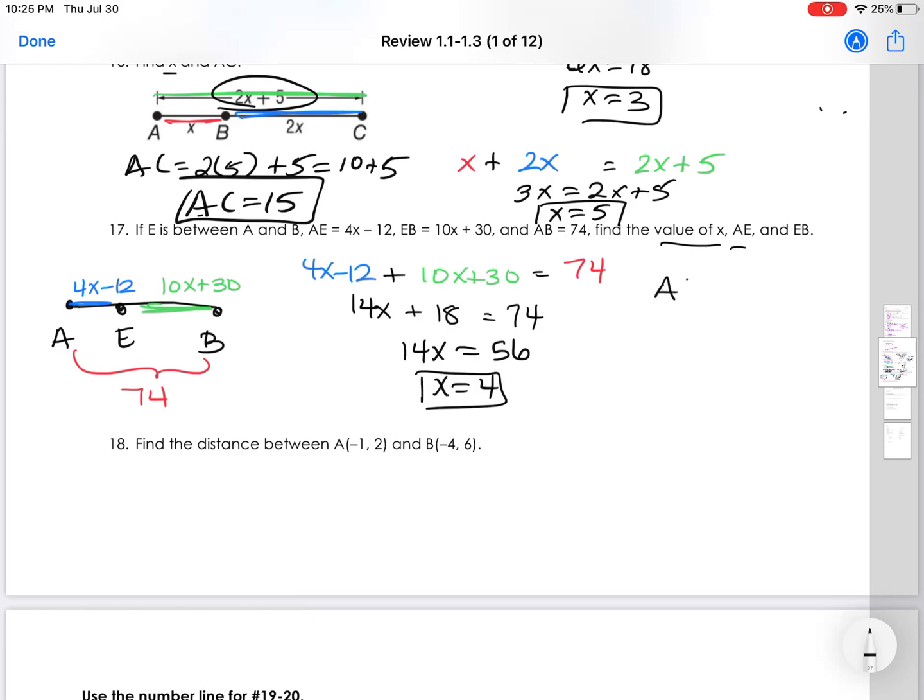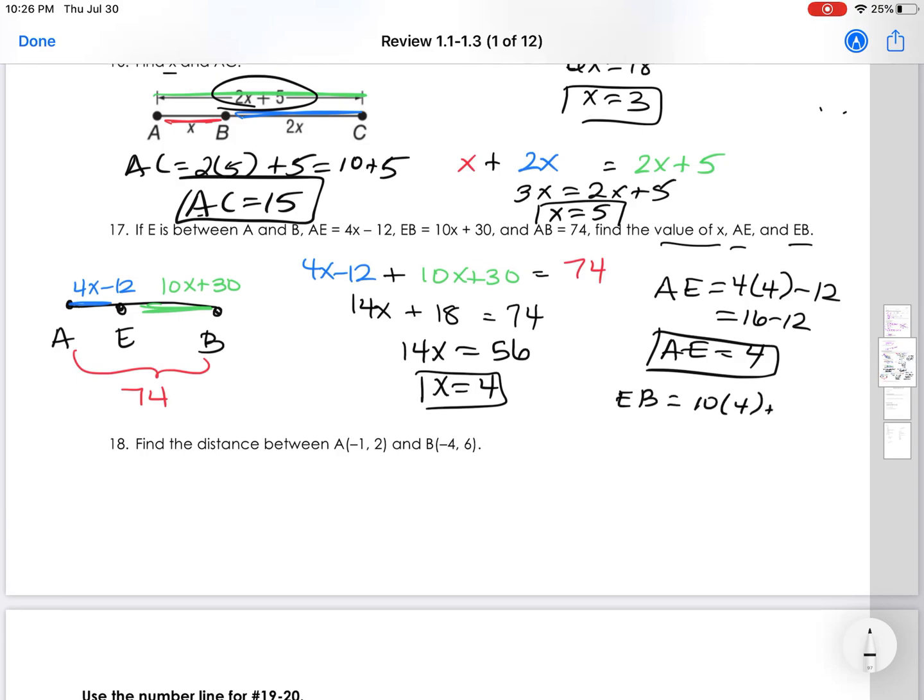We also need AE. So that's 4 times 4 minus 12, or 16 minus 12, which means that AE equals 4. We also need EB. So that's 10 times 4 plus 30, which is 40 plus 30, which is going to equal 70 here. So EB is 70.